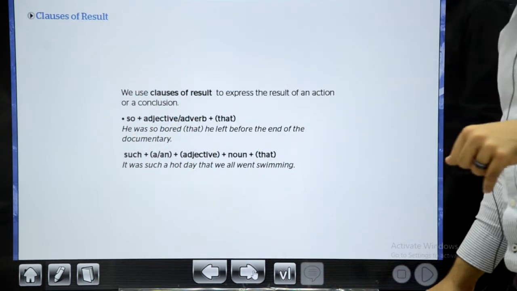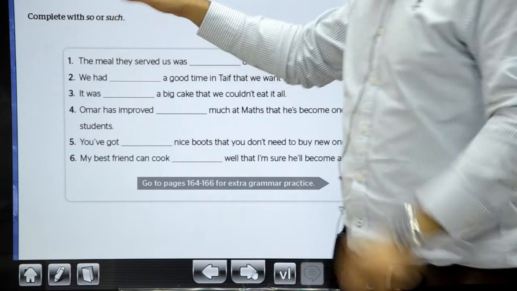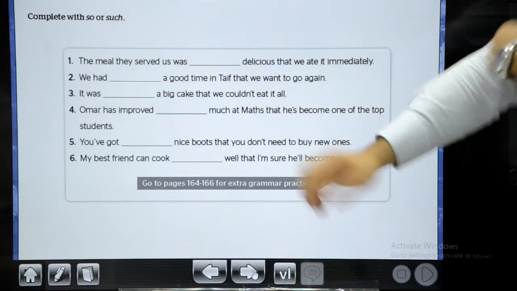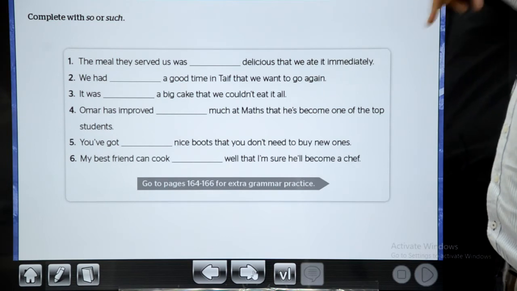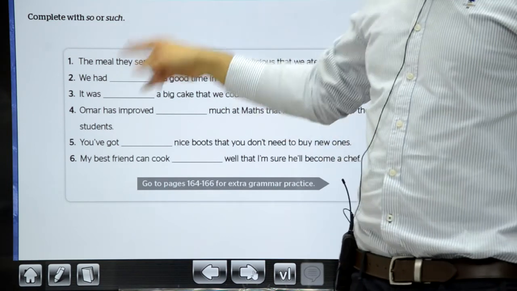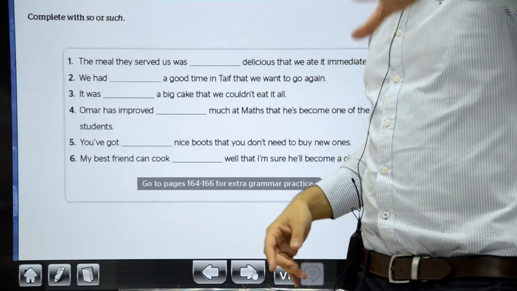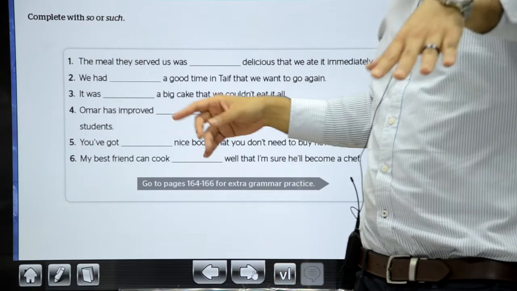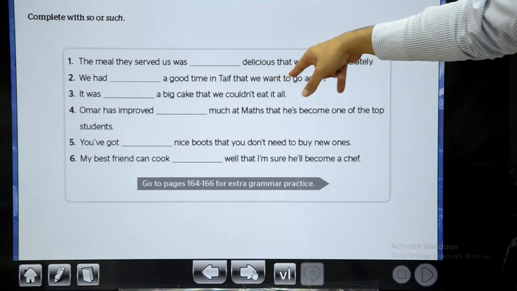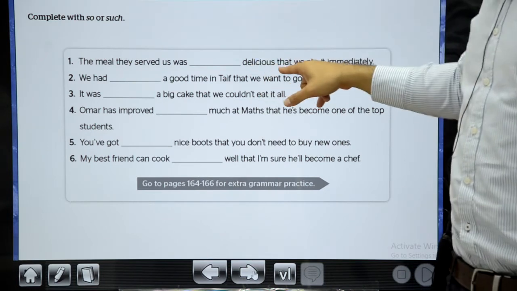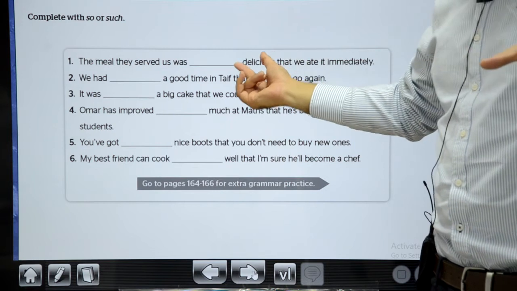Okay, this is a repetition of what we said. Now let's do this example. The first one: The meal they served us was delicious that we ate it immediately. What do you think? Is it so or such? To decide, look at the sentence. Before that, is there a noun? Yes or no? Delicious that. Right before that, is there a noun?